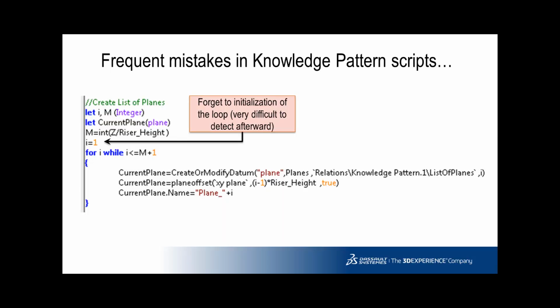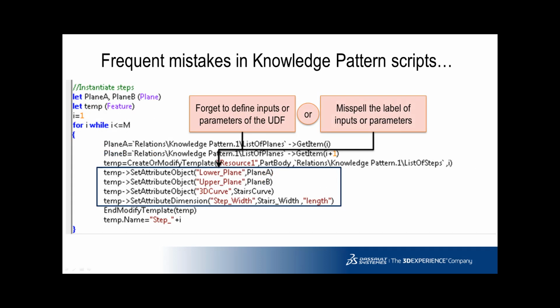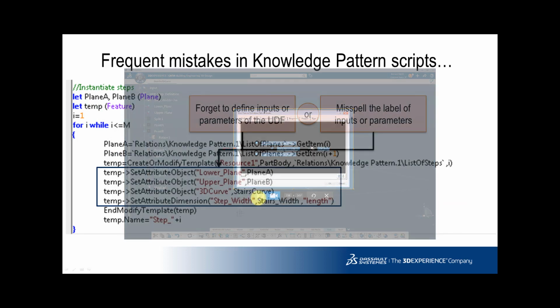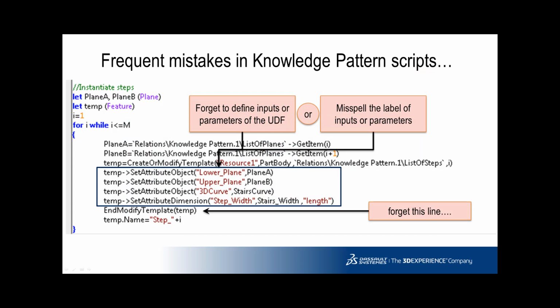Now let's review the frequent mistakes in knowledge scripting. To forget to initialize the counter of loop, and this is very difficult to detect afterwards. To forget or misspell the inputs or the parameters of the UDF. This is why it's handy to capture them in a print screen. And finally, to forget the unmodified template statement.